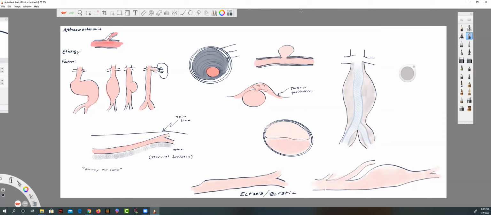Anyway, okay. Pathology of the aorta. So you can see we're going to talk about different kinds of aneurysms today. That's really the biggest thing we're going to talk about, the abdominal aortic aneurysm.